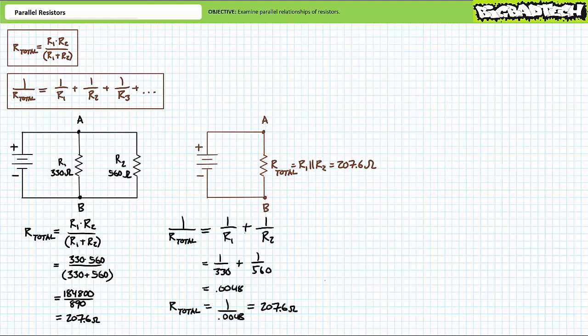Let's use the other formula to check this result. 1 over 330 plus 1 over 560 is roughly 0.0048.